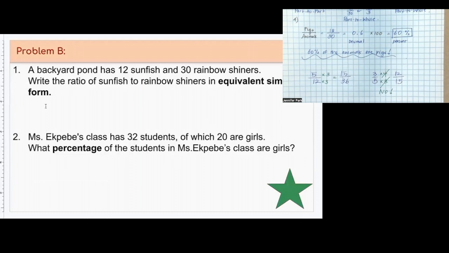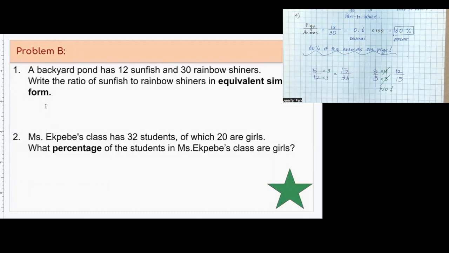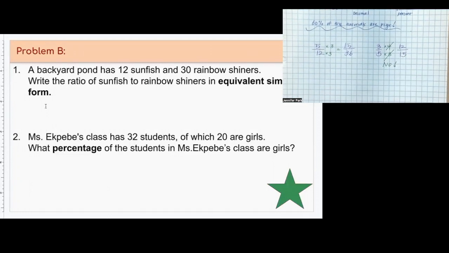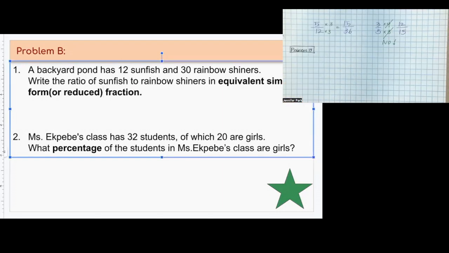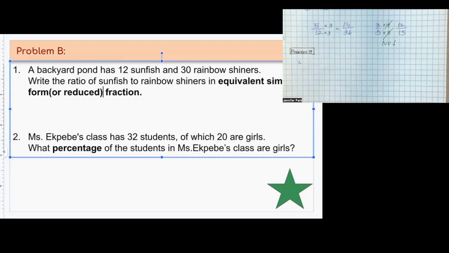Last problem of the day, problem B. Let's get ready for problem B in our notebook. Number 1, it says, a backyard pond has 12 sunfish and 30 rainbow shiners. Write the ratio of sunfish to rainbow shiners in equivalent, or I'm going to say, reduced fractions.